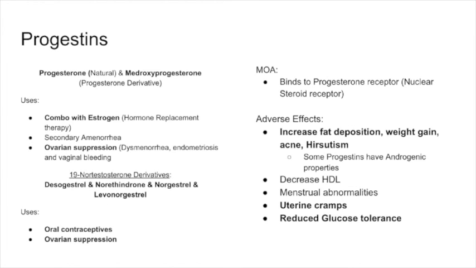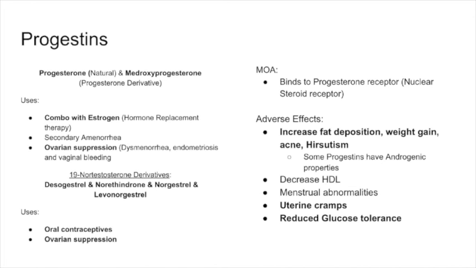So, the drugs. We have natural progesterone, and then we have medroxyprogesterone, which is a derivative, primarily used in combination with estrogen for hormone replacement therapy. Secondary amenorrhea, and ovarian suppression for dysmenorrhea, endometriosis, vaginal bleeding, and I can actually add to that, wait, nope, never mind, I won't add oral contraception, because we don't use those orally. We use our 19-nortestosterone derivatives: desogestrel, norethindrone, norgestrel, and levonorgestrel. These are our derivatives that are used for oral contraception and ovarian suppression for various reasons.